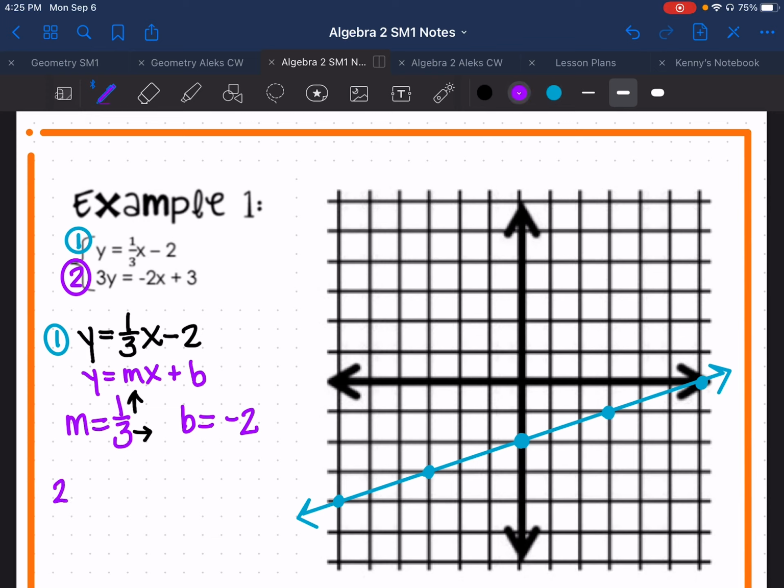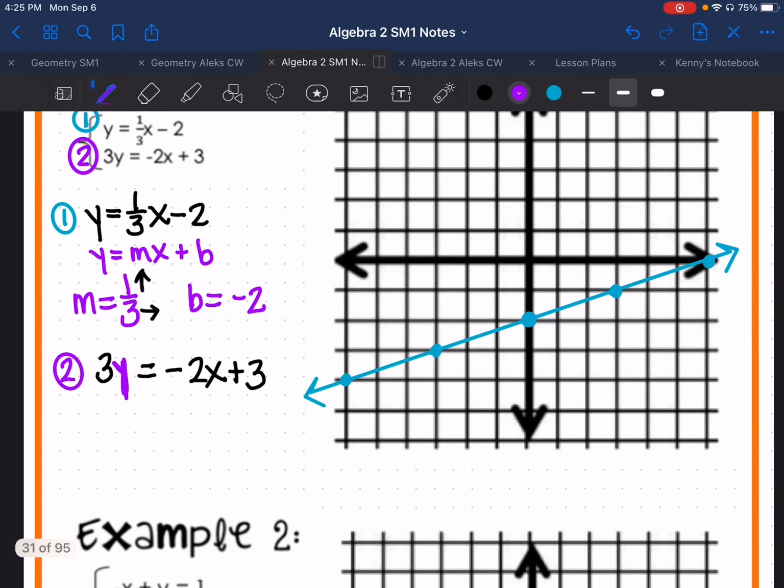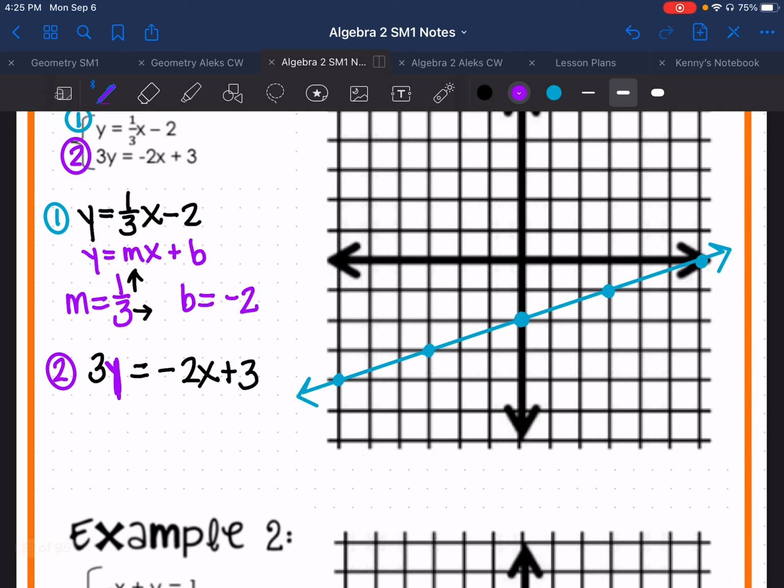Let's go ahead and look at equation number 2. Now the problem with equation number 2 is that y is not alone. Let me go ahead and shade in purple that y is not alone. So what I need to do here is solve this equation for the variable y. I need to get the y value alone. Remember that when a number is placed right next to a variable, the letter y in this case, there's multiplication hiding in between them.